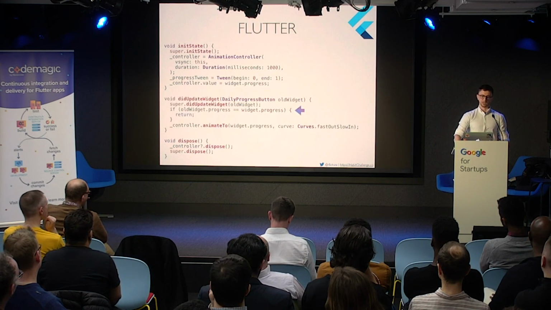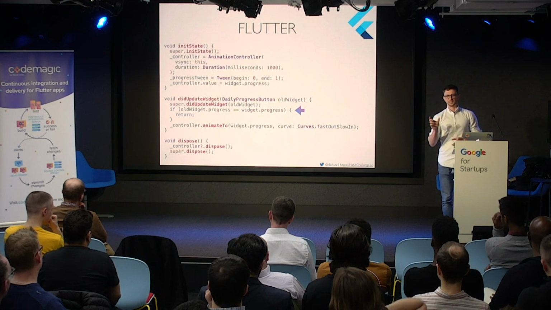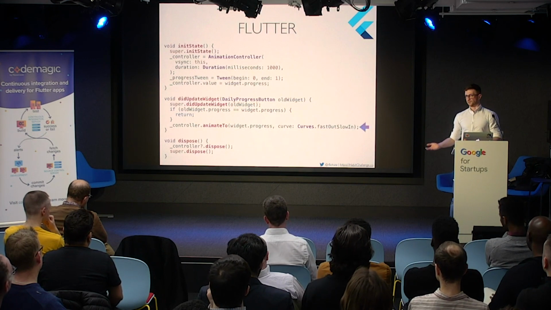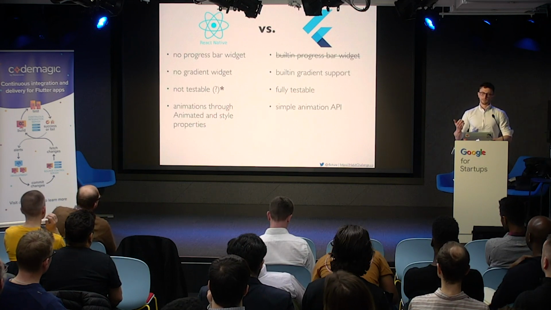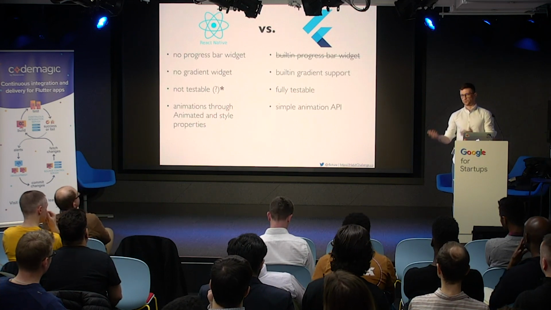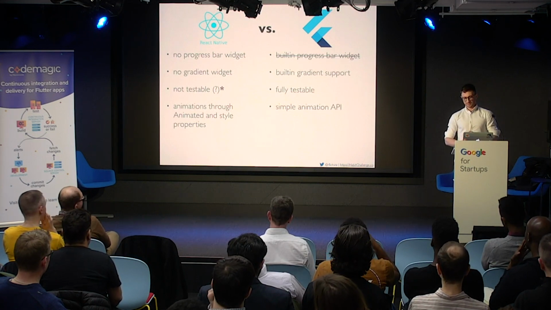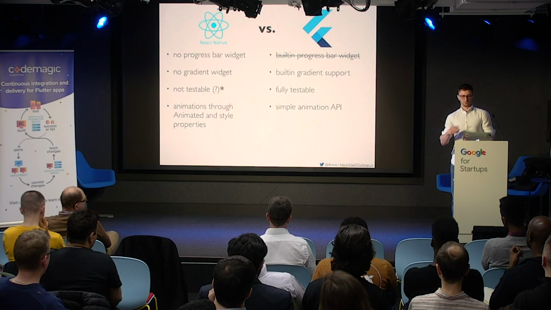And then when the widget updates, we are checking if the new progress value is different than the current progress. If yes, then we'll just animate to the given value. As simple as that. Okay, so as I said, there is a progress bar widget, but you cannot use it. But there is built-in gradient support. There is a container that we can use to simulate and emulate a progress bar.